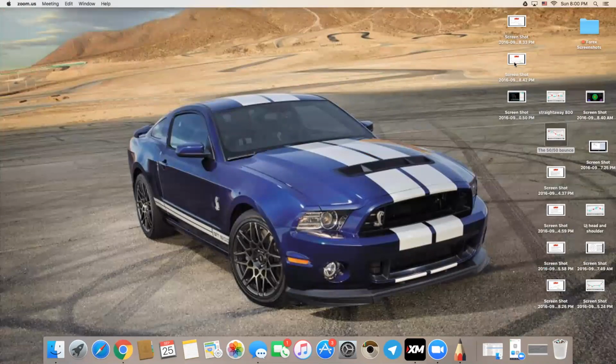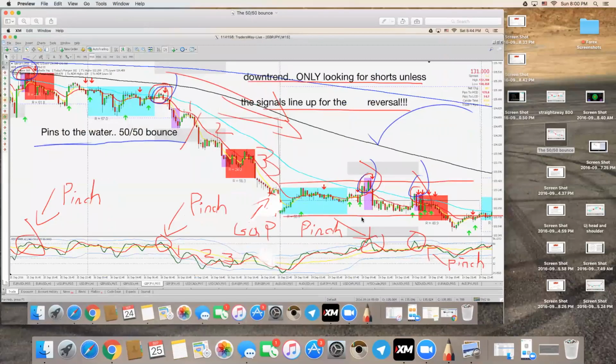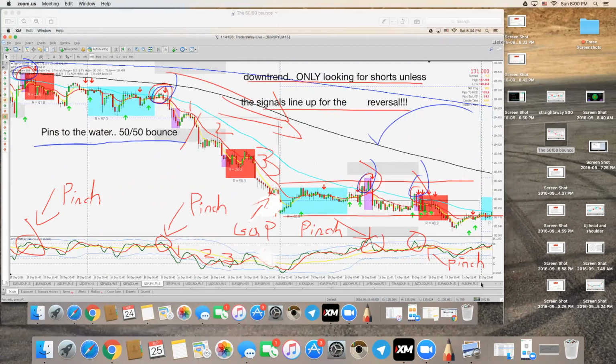All right. I think some of y'all saw that I posted this on the forum, in the teachers area. This is a trade that I call the 50-50 bounce. This is an advanced straightaway trade. Feel free to write notes or screenshot this picture. As you can see, I already labeled it for you, but I'm going to break it down for you.